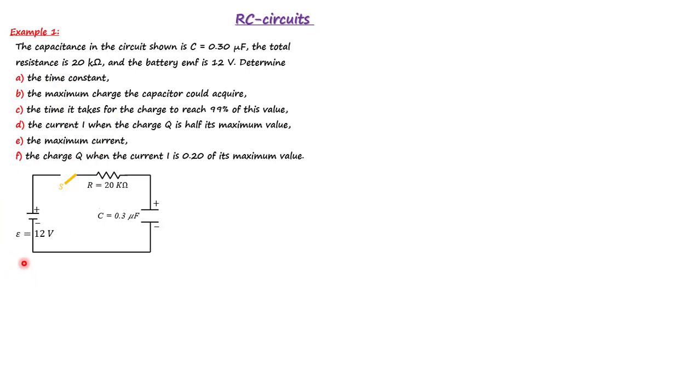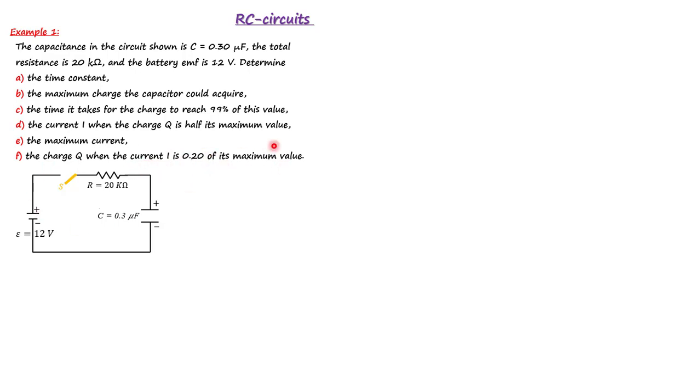So you see this is a charging process. First we're going to find the time constant, then the maximum charge, the time for the charge to reach 99% of the maximum value, and the current when the charge is half of its maximum value. We're going to find maximum current too, and in the last part we're going to find the charge when the current is 20% of its maximum value.